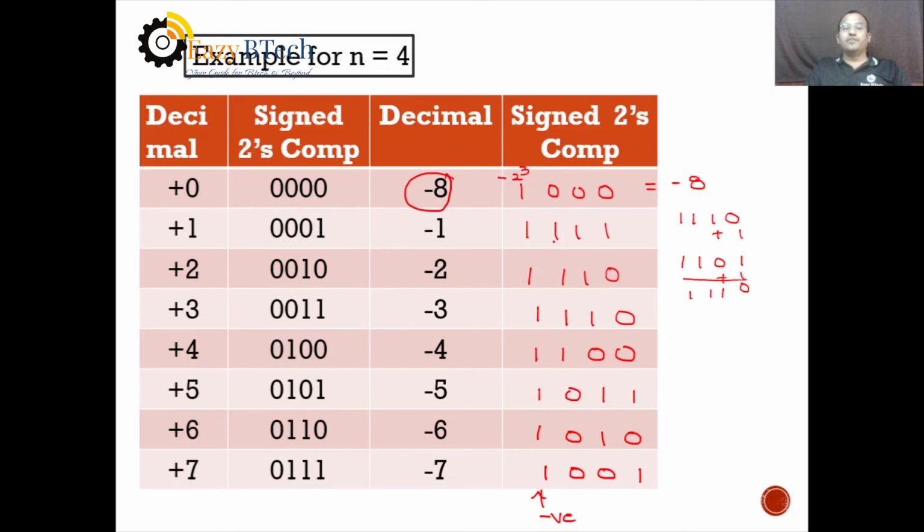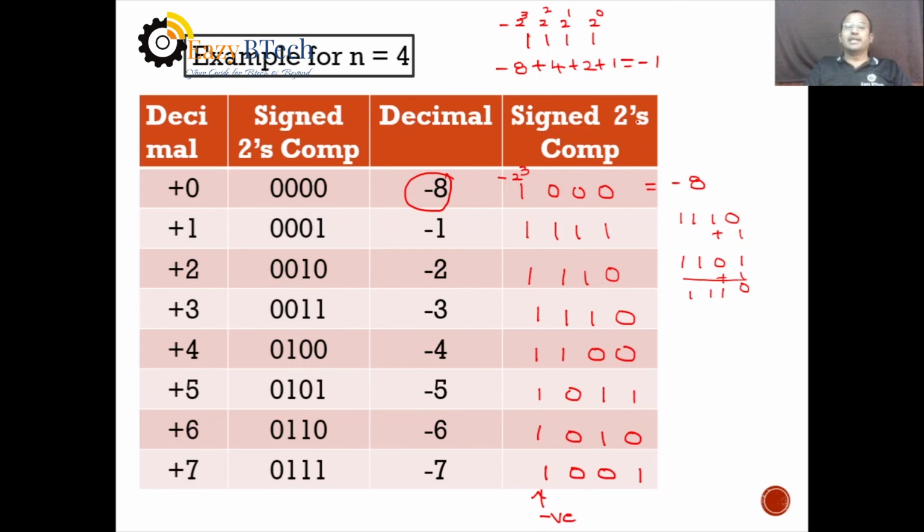If you take the all ones case, for the MSB you assign minus 2 power 3, then this is 2 power 2, this is 2 power 1, and this is 2 power 0. So minus 8, plus 4, plus 2, plus 1. This will give minus 1. Similarly you can find it for the others also.